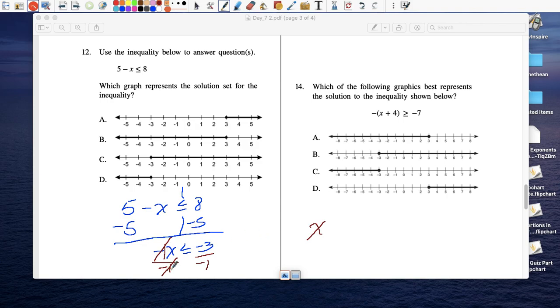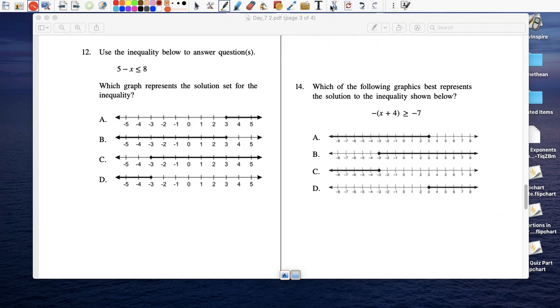But because I divided by a negative number, the inequality switches to the other side, right? It becomes greater than or equal. And negative 3 divided by negative 1 is positive 3. So if I were to graph this, circle on top of 3. Is 3 part of the solution? Yes. And every number greater than 3 is also part of the solution and points that way. Do we have anything that looks like that? Yes, we do. Letter A.